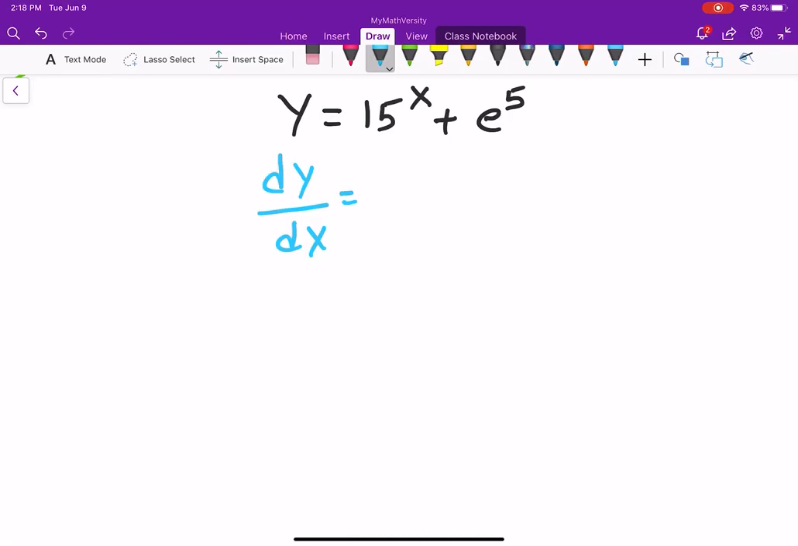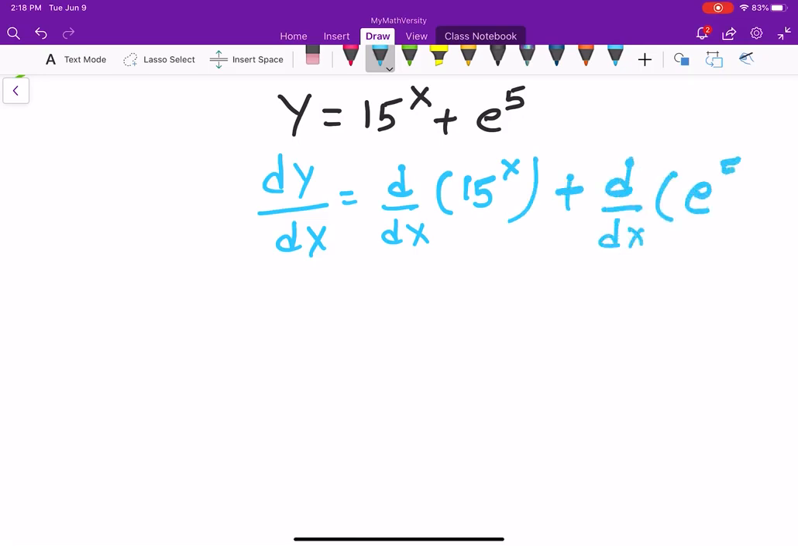Since we have the sum of two functions, we can use the sum rule, which is differentiate term by term. So let's differentiate 15 to the power x with respect to x plus find the derivative of e to the power 5 with respect to x. Right? So how to find the derivative of 15 to the power x? We have the formula here.